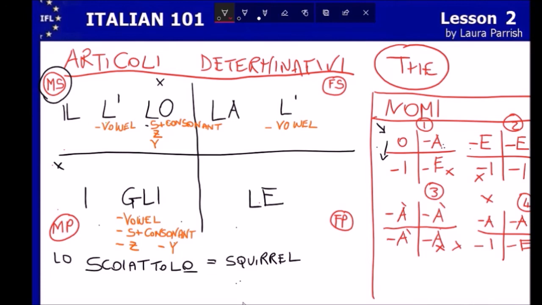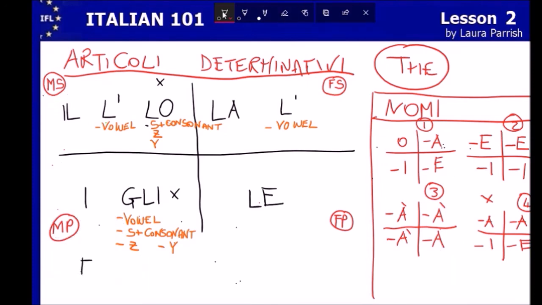Let's make it plural. You have basically to substitute the O with the I. Scoiattoli, that means squirrels. So you know now it is masculine plural. So you go in the right corner of the masculine plural, and you start. You say, does it start with vowel? No. Does it start with S plus consonant? Yes. So the right article is gli scoiattoli.